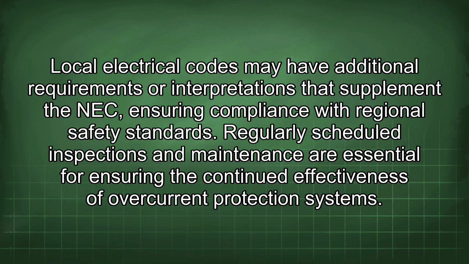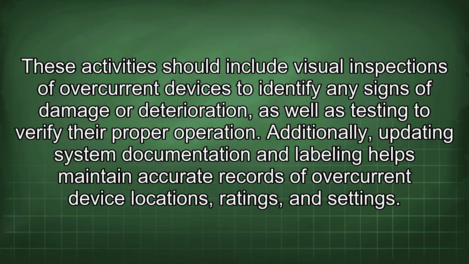Regularly scheduled inspections and maintenance are essential for ensuring the continued effectiveness of overcurrent protection systems. These activities should include visual inspections of overcurrent devices to identify any signs of damage or deterioration, as well as testing to verify their proper operation. Additionally, updating system documentation and labeling helps maintain accurate records of overcurrent device locations, ratings, and settings.